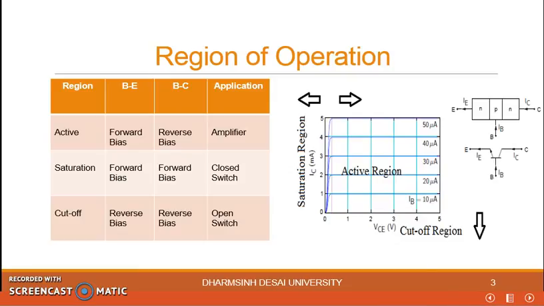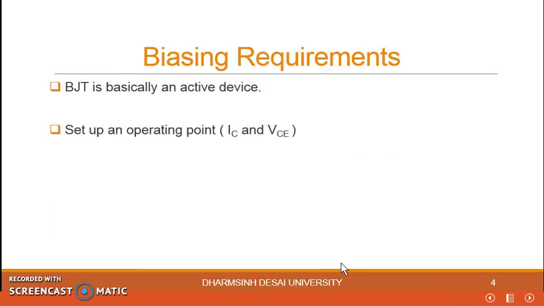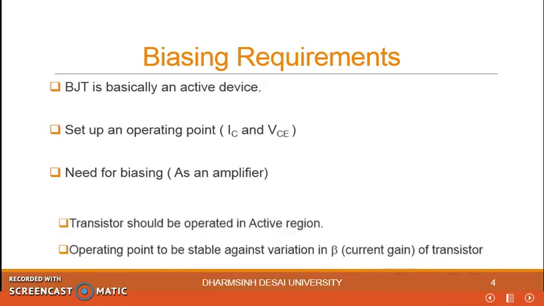Now from this it's somewhat clear what is the need of biasing. Since your transistor is an active device, definitely you have to give some DC biasing, because of which its operating point can be set in any of the regions as per your requirement. Setting an operating point means just setting the values of IC and VCE in the appropriate region. In our case, we want to use it as an amplifier. So the requirement is that your operating point should always be in the active region. That is confirmed.